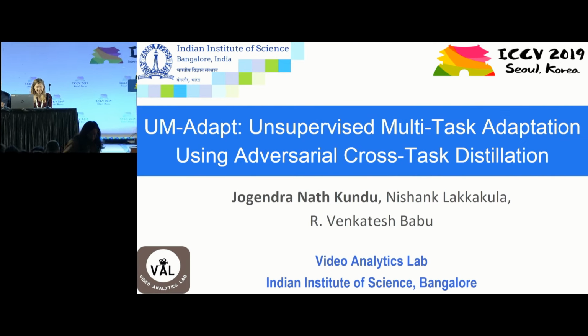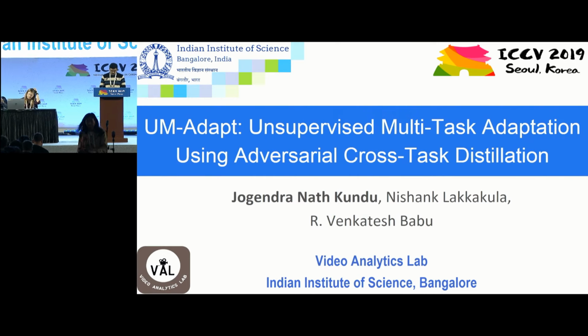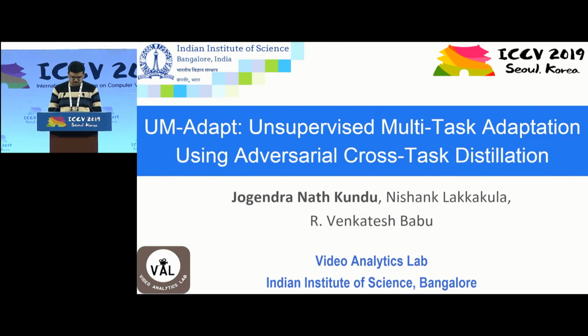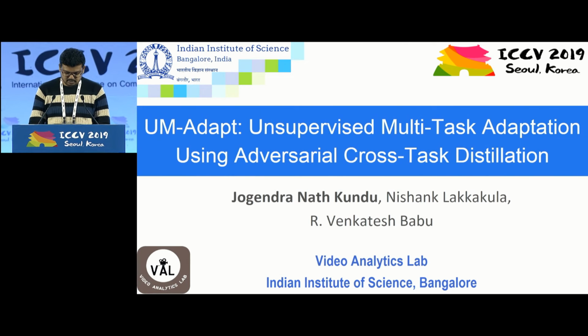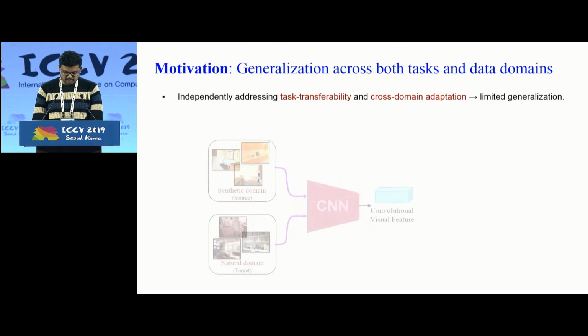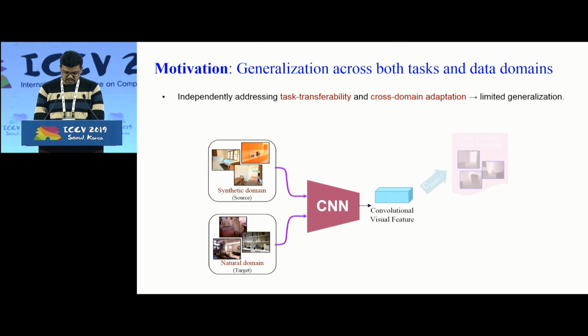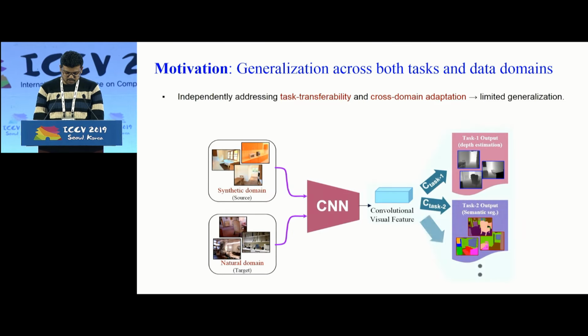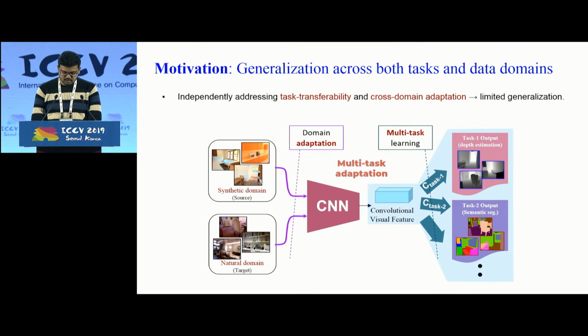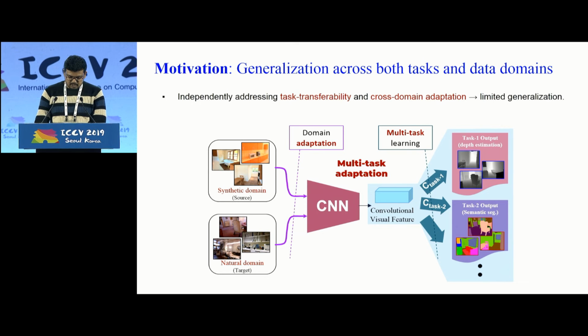Hello everyone, I am Jogendra from Indian Institute of Science. I am here to present our paper UM-Adapt, Unsupervised Multitask Adaptation using Adversarial Cross-Task Distillation. Aiming towards human-level generalization, there is a need to explore adaptable representation learning methods with greater transferability. Motivated by this, we propose a unified framework to perform unsupervised domain adaptation for dense prediction tasks in a multitask setting.